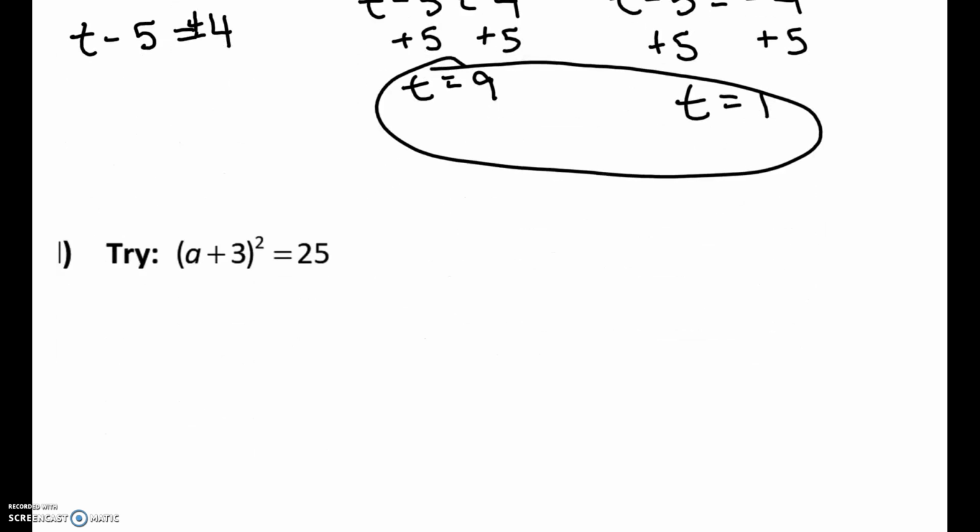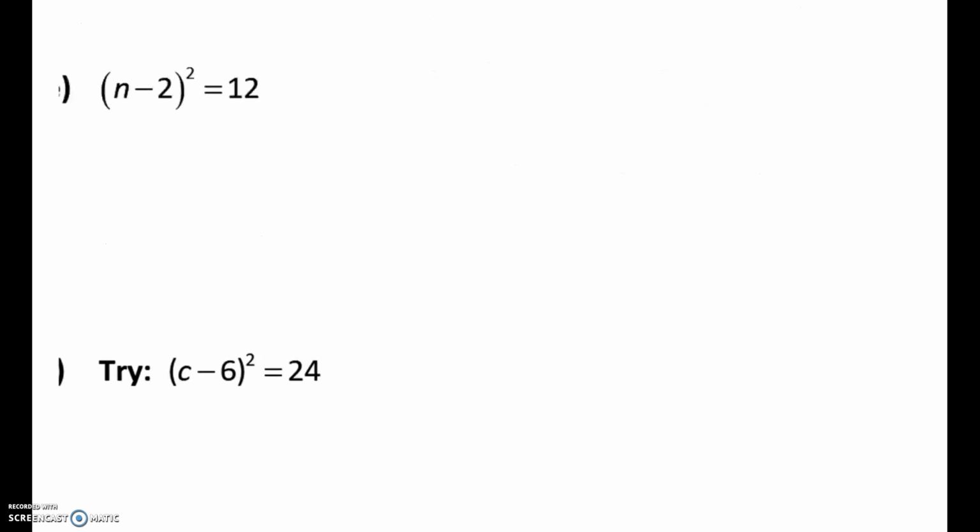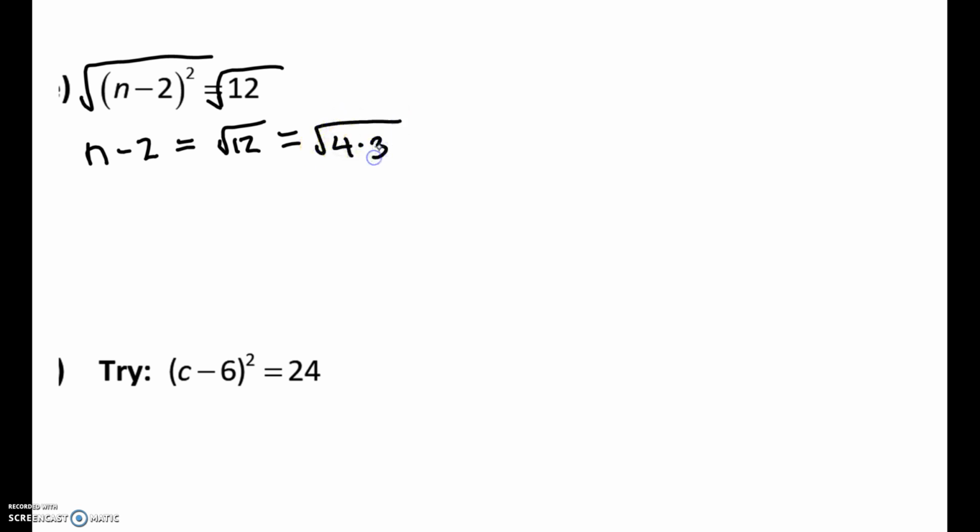I want you guys now to do this question here on your own, remembering to solve for two solutions. All right, let's take a look at this question. We've got (n - 2) squared equals 12. To solve, we take the square root of both sides. When I take the square root, I get n - 2 is equal to the square root of 12. The square root of 12, guys, is the square root of 4 times 3, which is really 2 root 3. By the way, there's a plus or minus in front of all of these. n - 2 must equal plus or minus 2 square root 3.